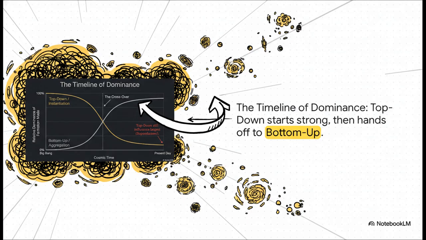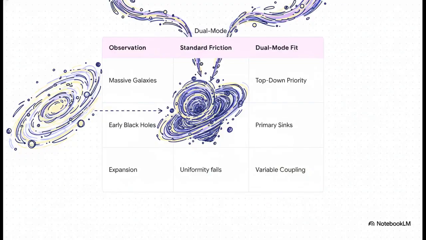Right at the beginning of cosmic time, the top-down architect is in charge, getting the big stuff done really quickly. But as the universe evolves and cools, its dominance fades, and it kind of hands off the primary role to the bottom-up builder. It's not like a hard switch, they coexist and work together, with their influence just shifting over billions of years. And look, this isn't just some nice story. It elegantly solves the observational puzzles we started with.